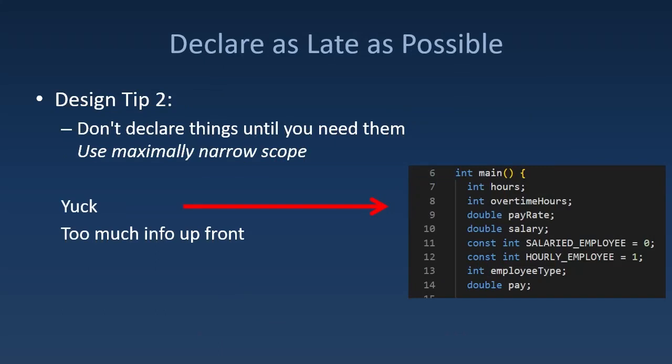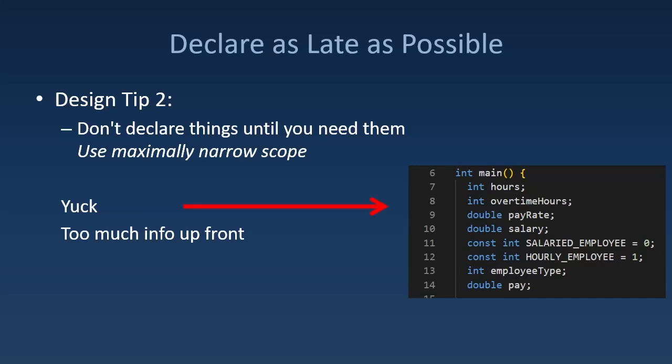Another design tip, second design tip. We want to use scope to limit the amount of space variables are available for. You should try to declare variables as late as possible for them to work correctly. We do not want to start off a function, including the main function in our program, by listing every possible variable that we're going to use.